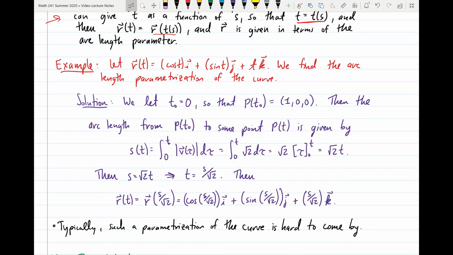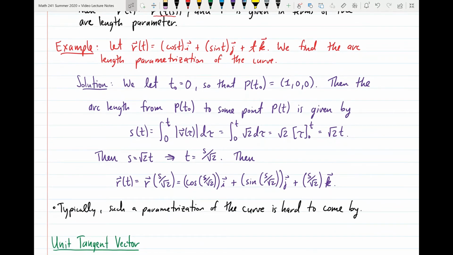So let r be the curve cosine t i plus sine t j plus t k. This is just the helix that we've been working with a bunch. And we want to find the arc length parameterization of the curve. Okay, so our base point is going to be the point at t naught equals 0, so that this point is ultimately equal to 1, 0, 0. And then the arc length from p of t naught to some point p of t is going to be given by s of t is equal to the integral from 0 to t of the magnitude of the velocity function with respect to tau.